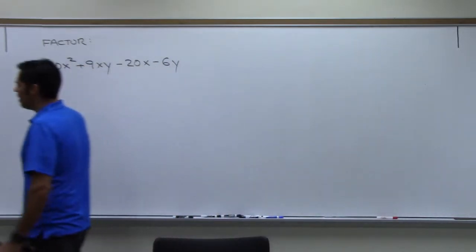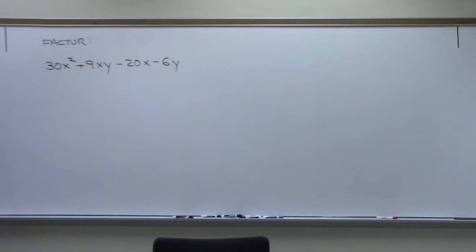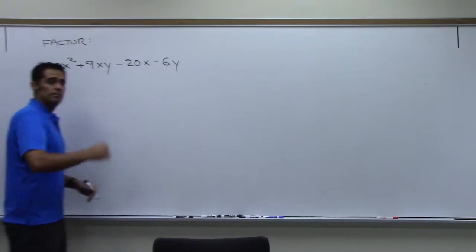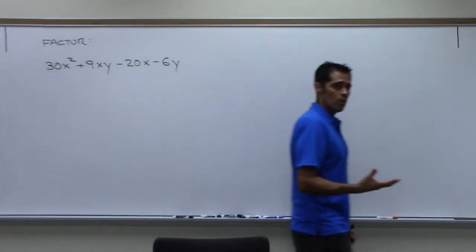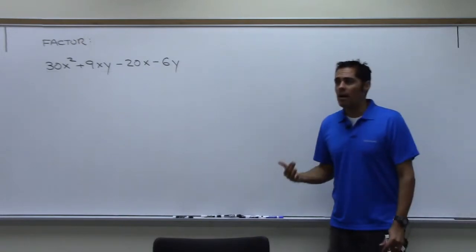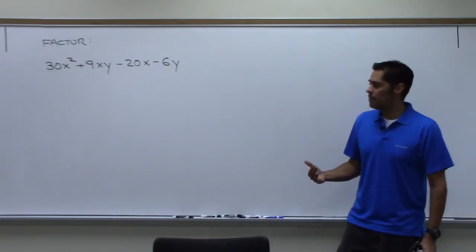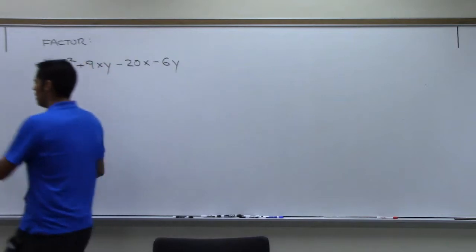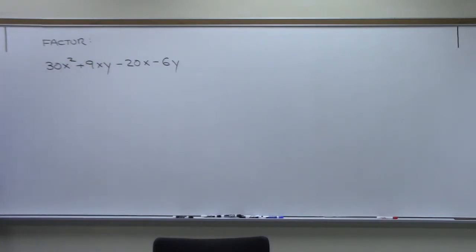All right, so the next thing that we do is we ask ourselves, how many terms do we have? Well, how many terms do we have? 4. And whenever we see 4, we're going to try grouping. So I'm going to put that under here. If 4, then try grouping.